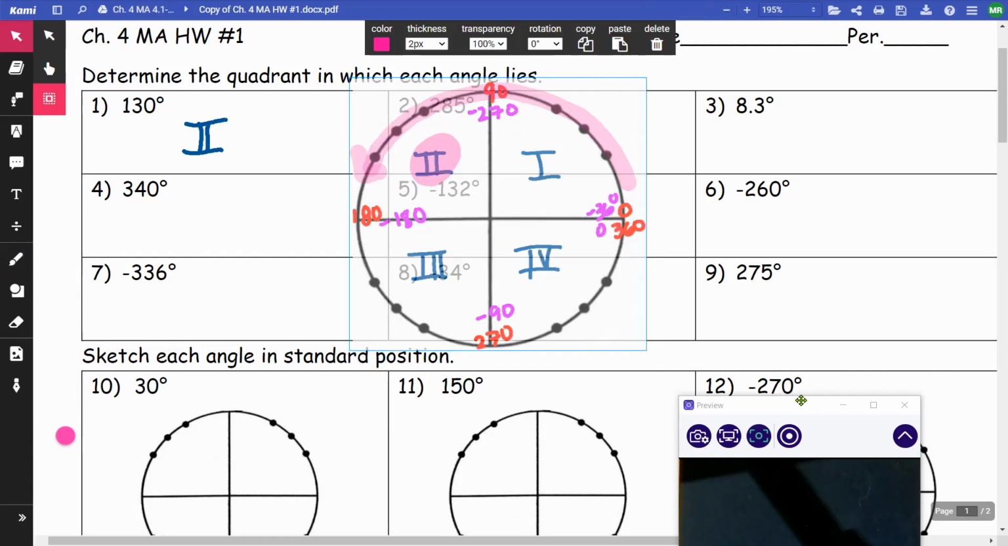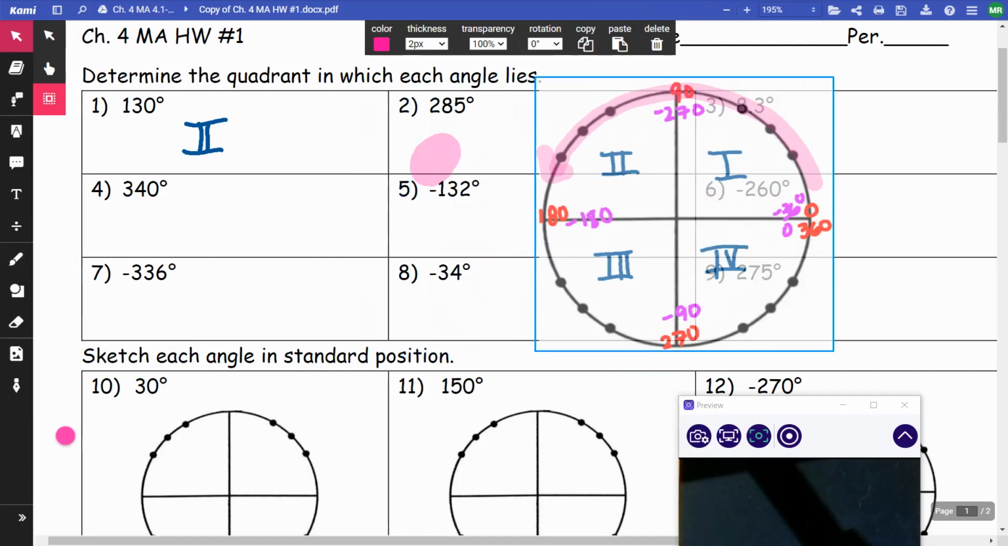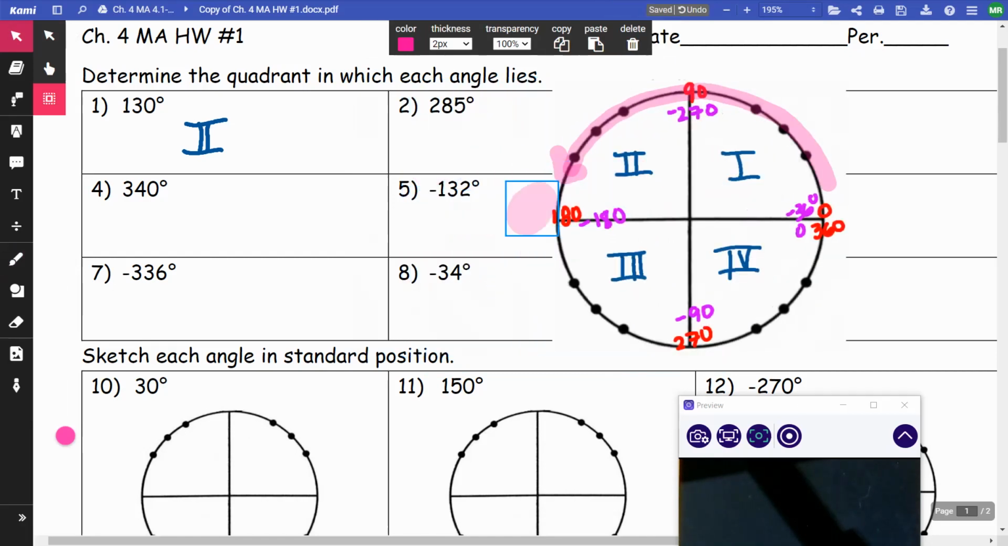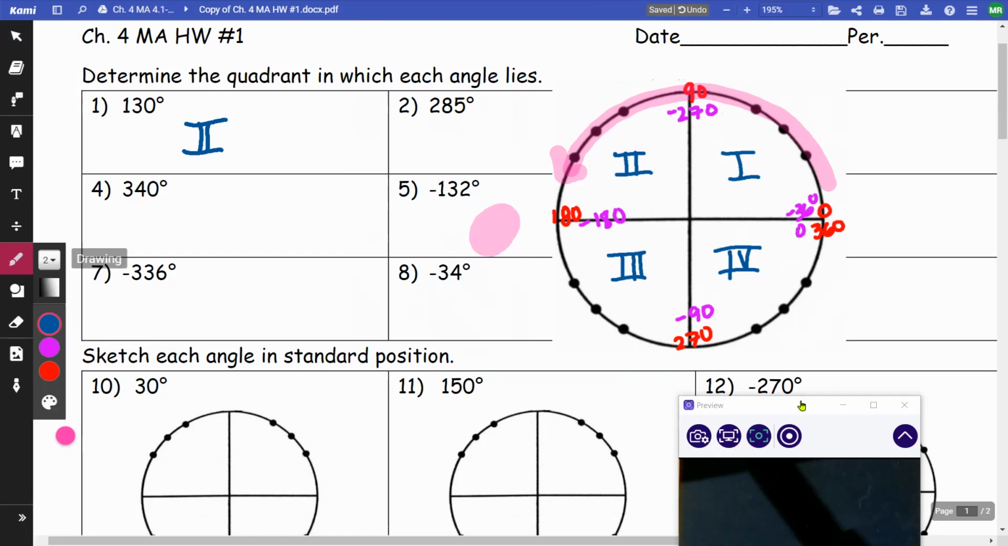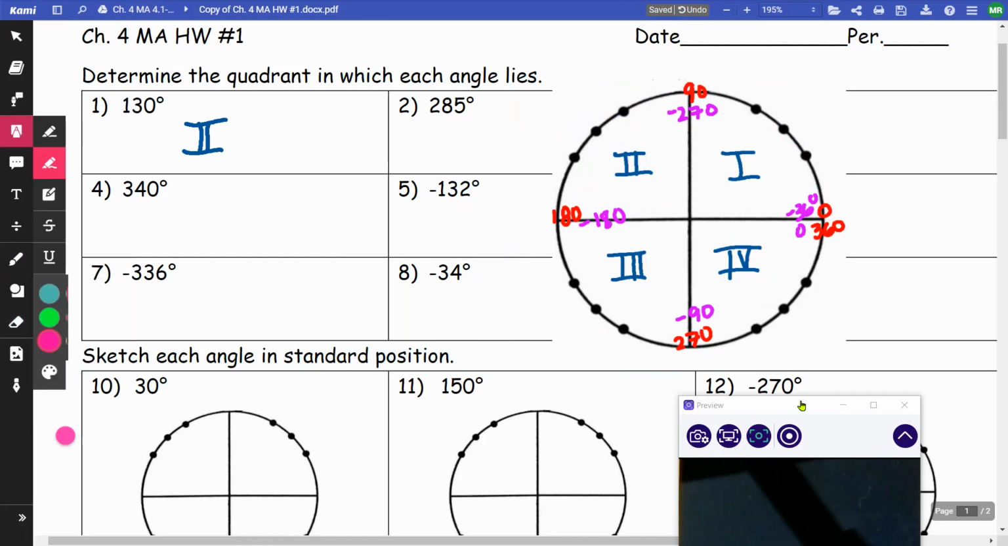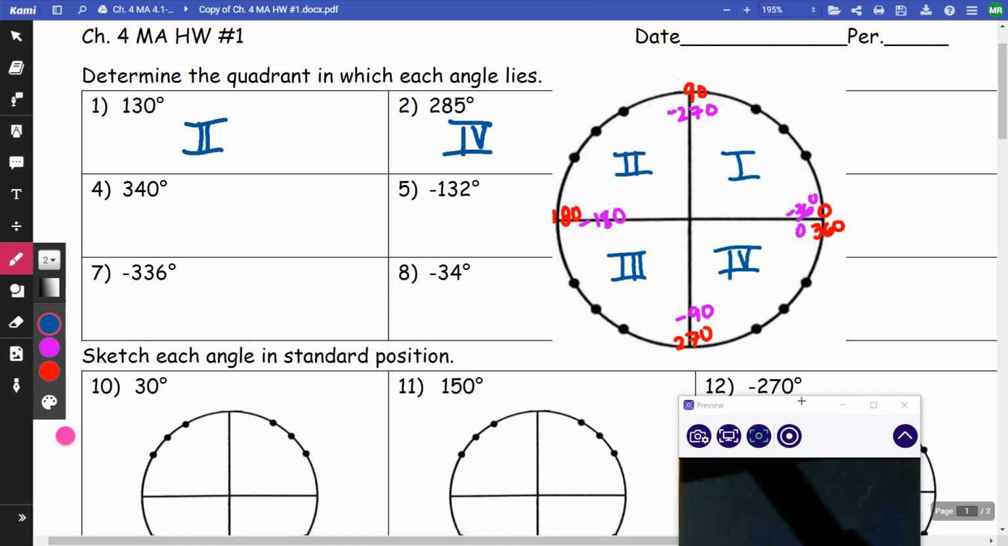Now, in the next one, I am again going around. Get rid of this. Hold on. I am still going around to 285 degrees. So I'm going around. This is going to be 180. This is going to be 270. So I'm going to be in this quadrant. I'm going to be in quadrant 4. So my answer is quadrant 4.